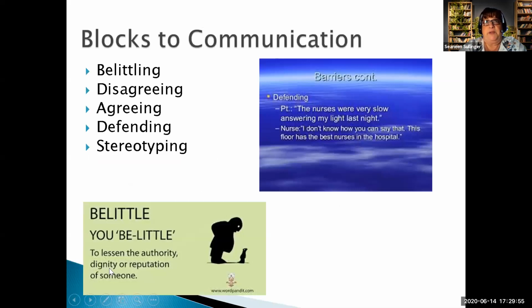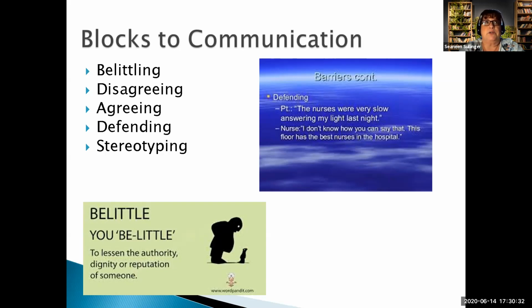There are some blocks to communication. This is something that you'll need to know. There are different things that a person, the sender, can say that can really turn the receiver off from trying to have a conversation. Or during the conversation, the receiver can say something as well that could make the sender not want to, again, participate in the conversation. So the blocks to communication: one is called belittling, where you make the other person feel less than what they should feel.